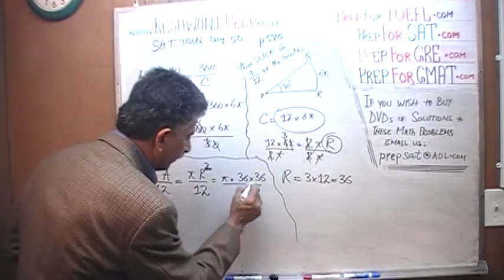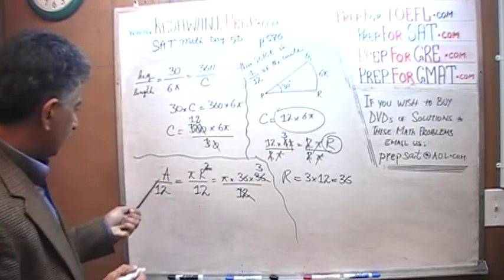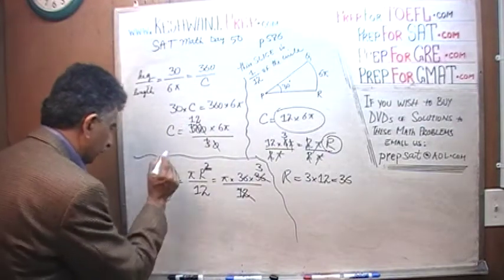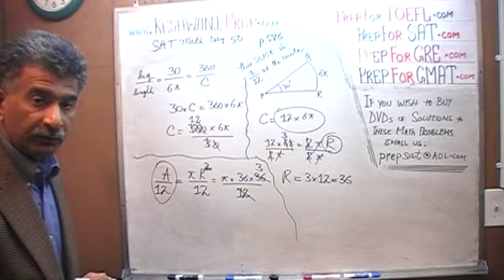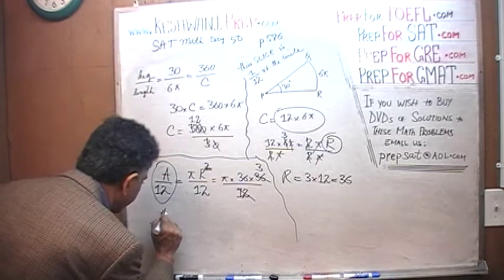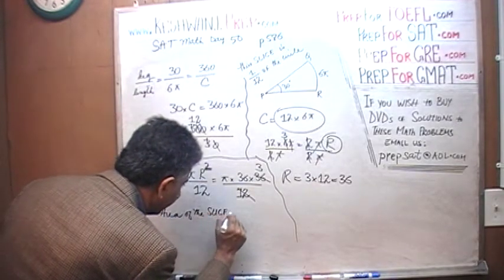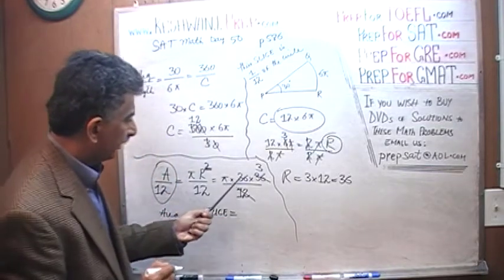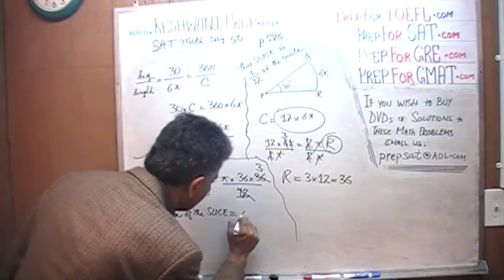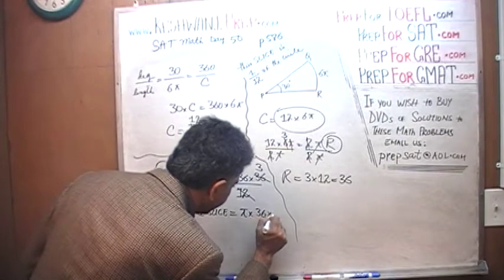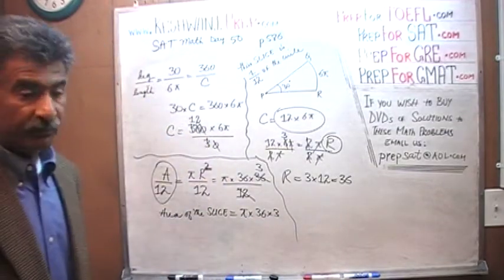And there you go. 12 goes into 36 3 times. And the area of the 12th of the circle, which is the area of the slice, equals, right here, pi times 36 times 3. Let's find out what 36 times 3 is, shall we? Right here.